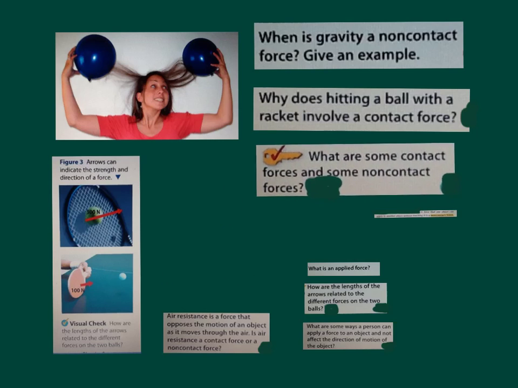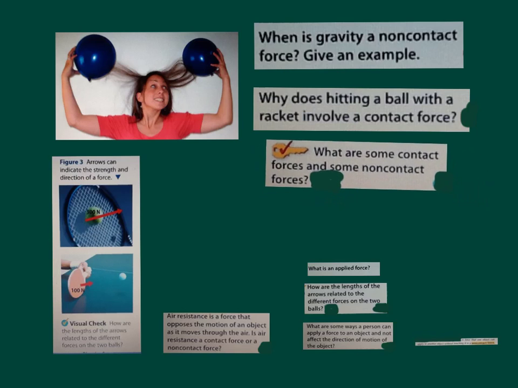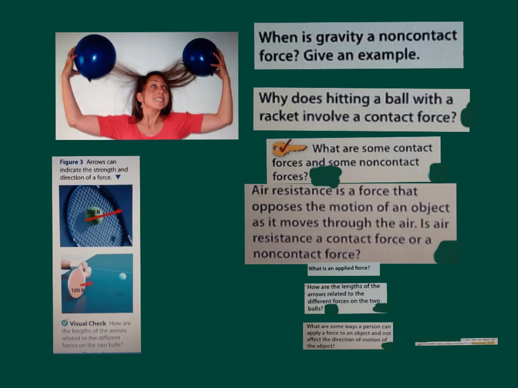The next one. Notice the yellow key or the gold key with the red check mark. That makes that one of our main key concepts. Okay, so one of our main questions we have to answer: What are some contact forces and some non-contact forces? I want you to list two of each, please. 2 contact forces and 2 non-contact forces. Okay, and then the last one is an example one.